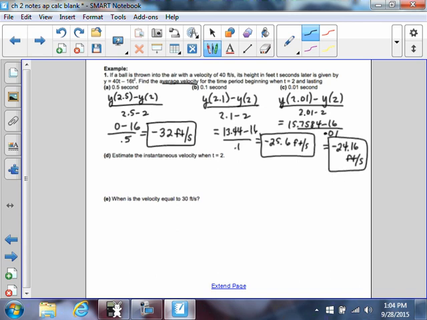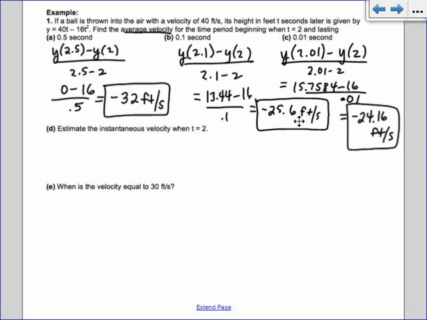All right, so what do we think it's getting closer and closer to? Yeah, probably around negative 24, right? So I would guess that if I was finding the instantaneous velocity at time 2, I'm probably going to get negative 24 or somewhere around there. If I'm getting 512, I've done something wrong, right? We just show that it's getting closer and closer to a certain value.